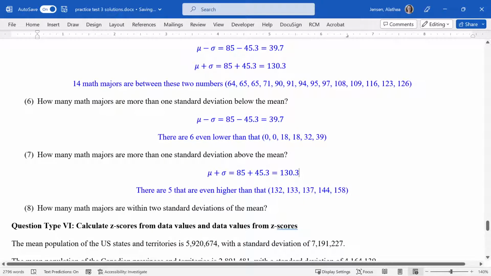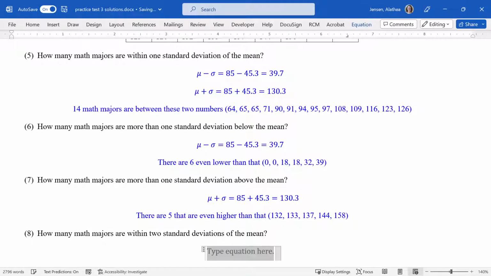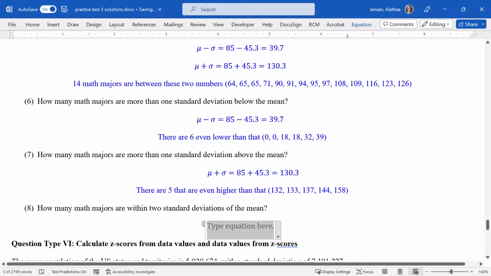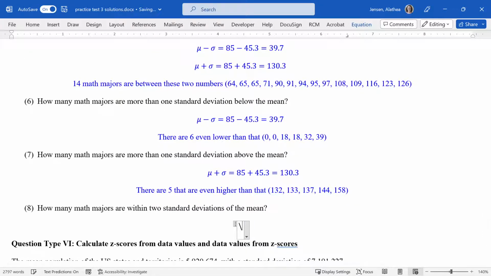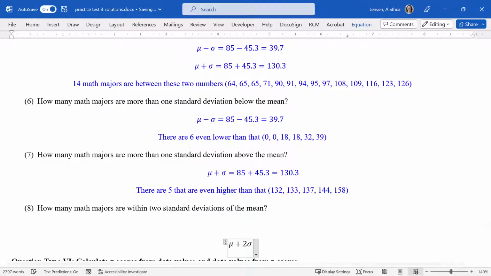And the last question in this section, how many math majors are within 2 standard deviations of the mean? So within 2 standard deviations means between 2 below and 2 above. So start at the mean, go up 2 standard deviations. That's literally what this says. It says mean plus 2 standard deviations. So that's up. And then down would be start at the mean, go down 2 sigmas.